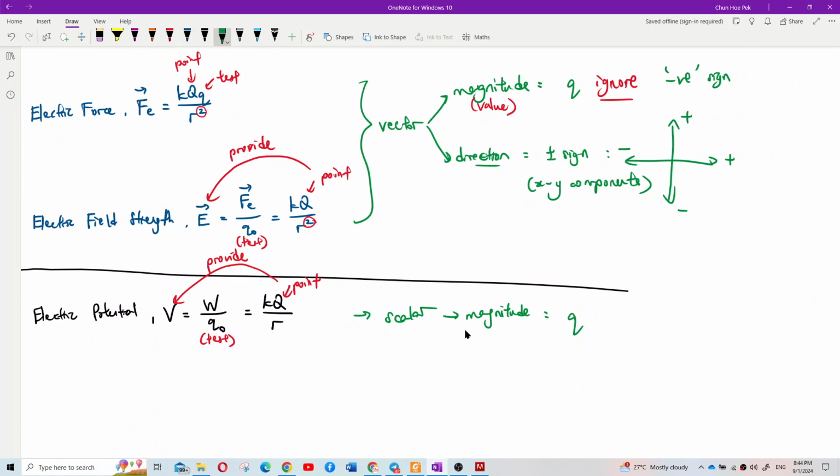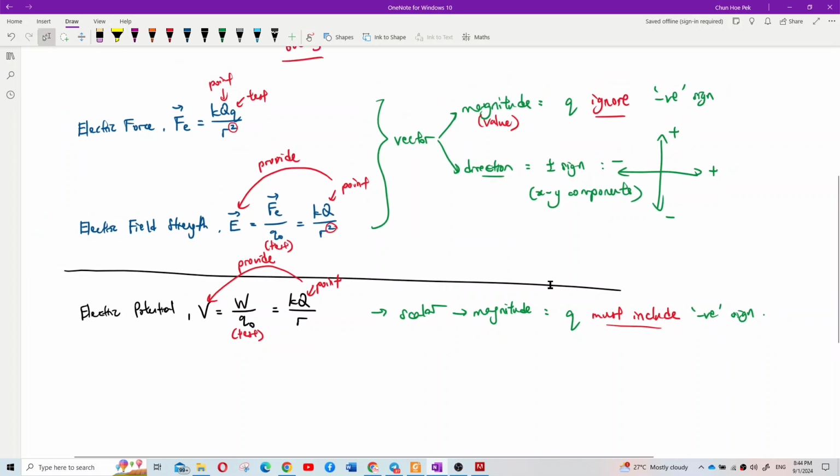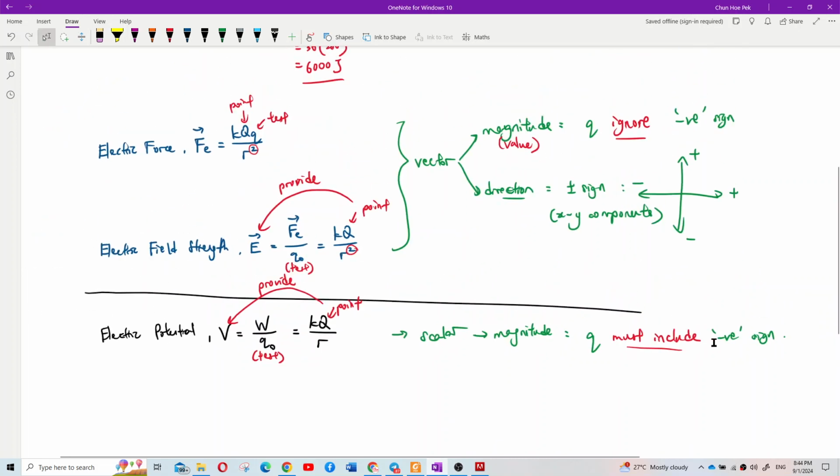For this case, the charge cannot ignore the negative sign. Must include the negative sign. Why like this, class? Why must the charge include the negative sign?